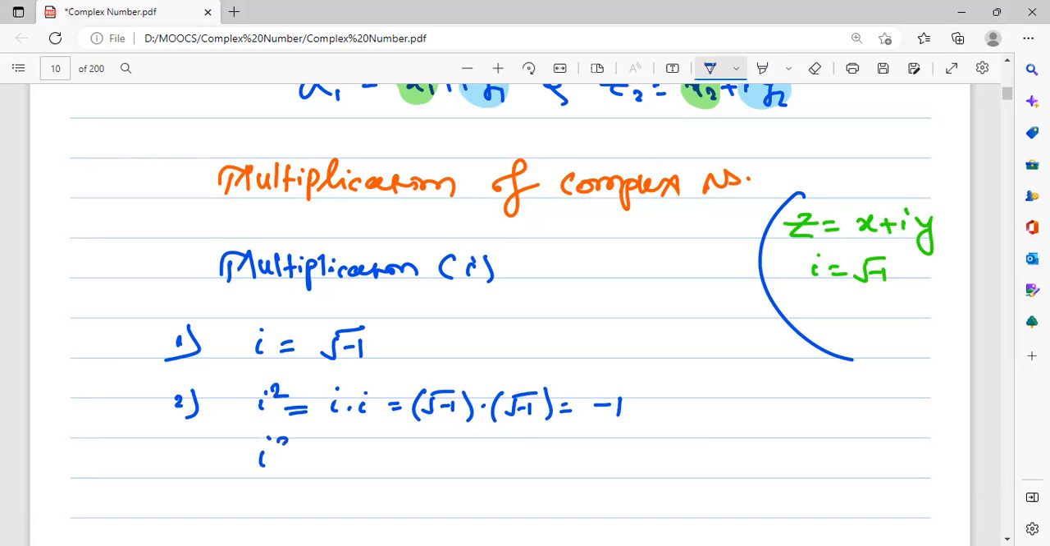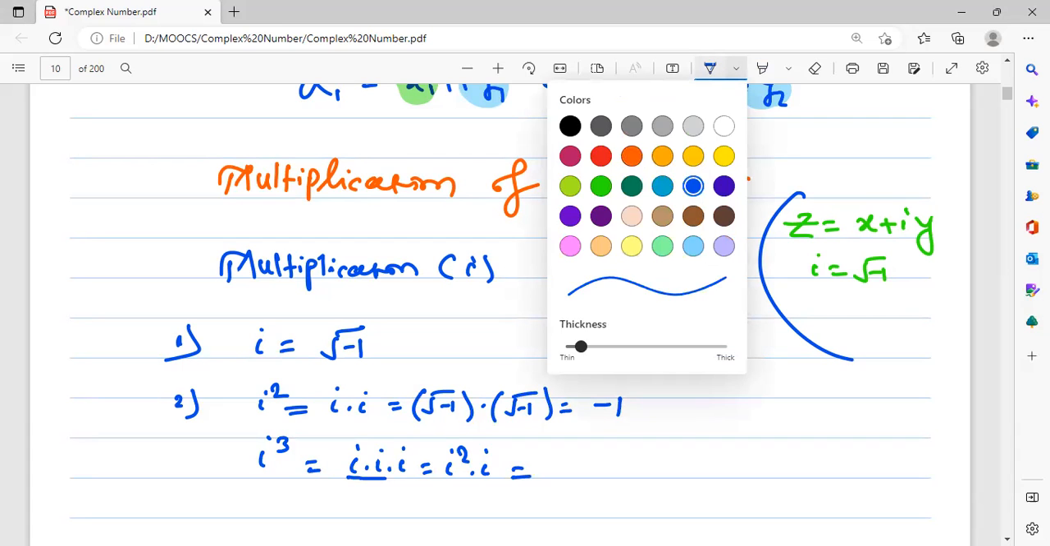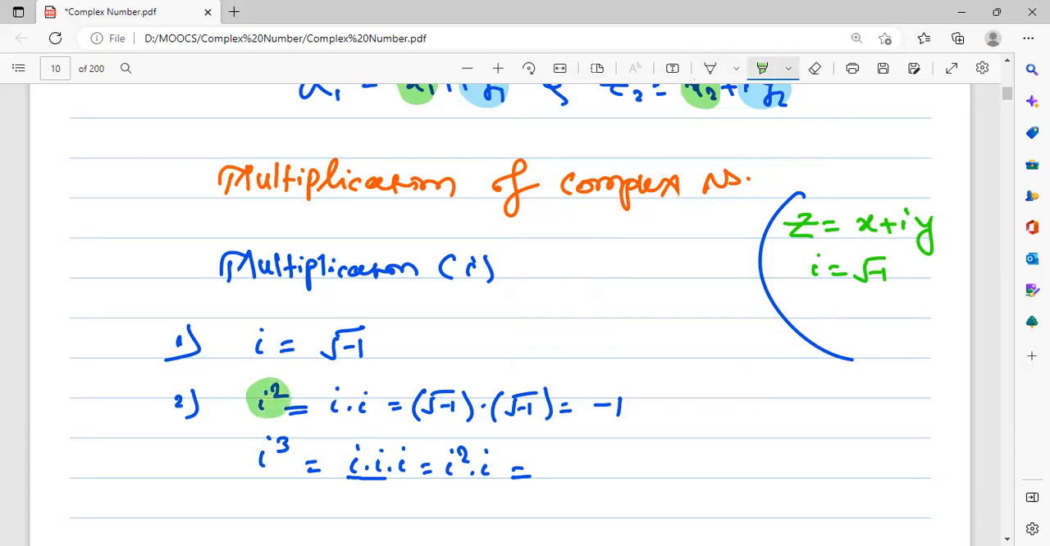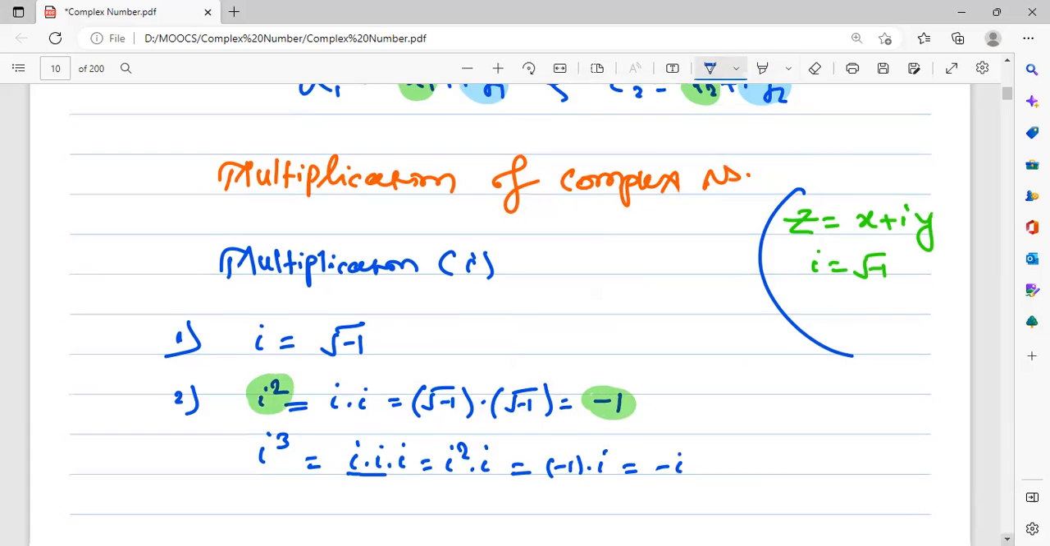What is i cube? How to find out i cube? This is the multiplication of i three times, or I will write here i square into i. And we know this i square. What is i square? The value of this i square is equal to minus 1. So i cube is minus 1 into i, which is equal to minus i.